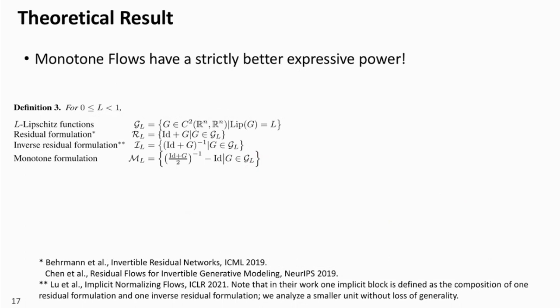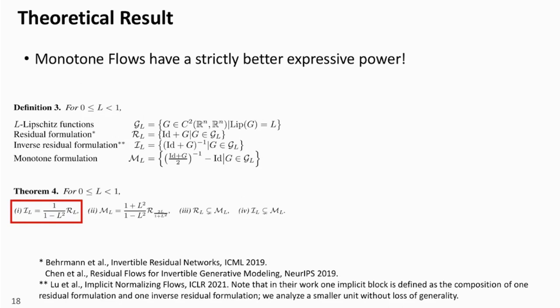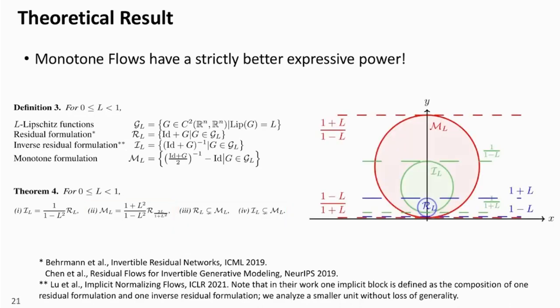For theoretical analysis, we compare our monotone formulation M_L with two baselines, the residual formulation R_L and the inverse residual formulation I_L. First, I_L is equivalent to R_L multiplied by a constant. Second, M_L is equivalent to a constant times R_{2L/(1+L^2)}, which is strictly larger than L. Third, M_L includes but is not limited to R_L and I_L. We visualize in the right figure the expressive power as how much the function value can change compared to the change in the input. Our M_L has the greatest expressive power.